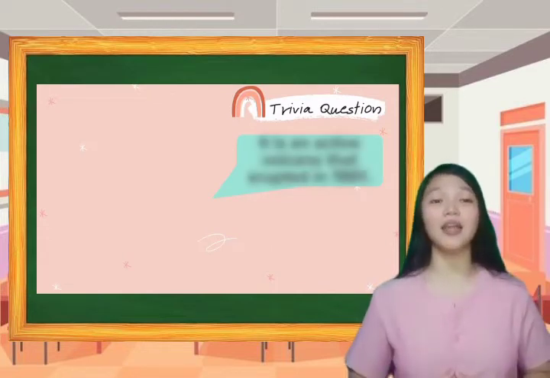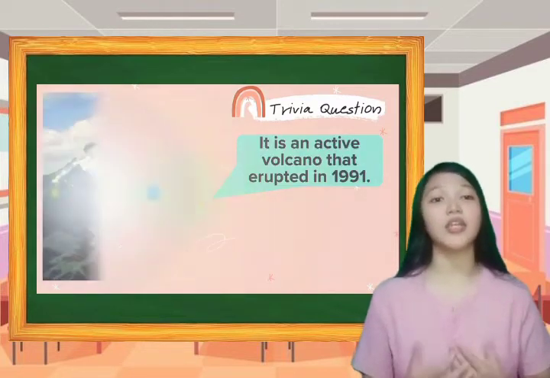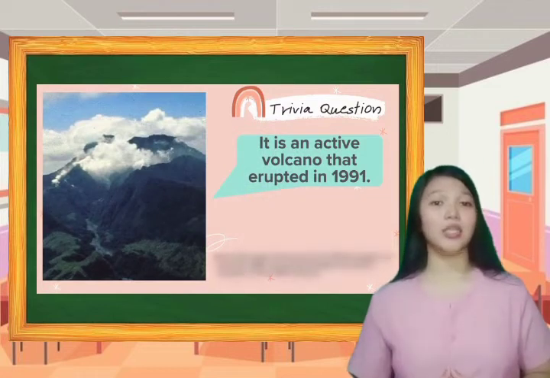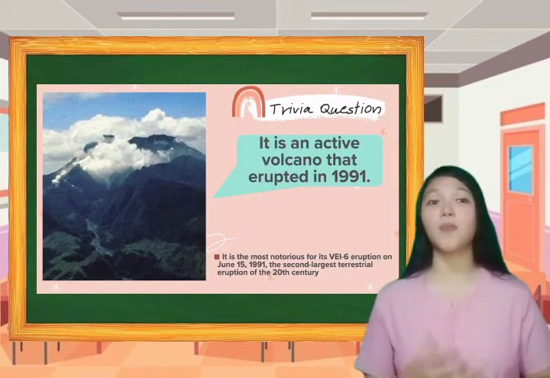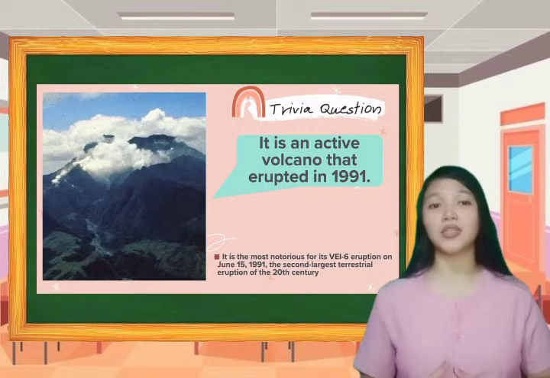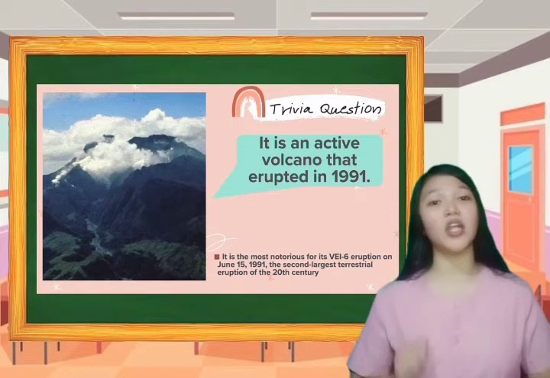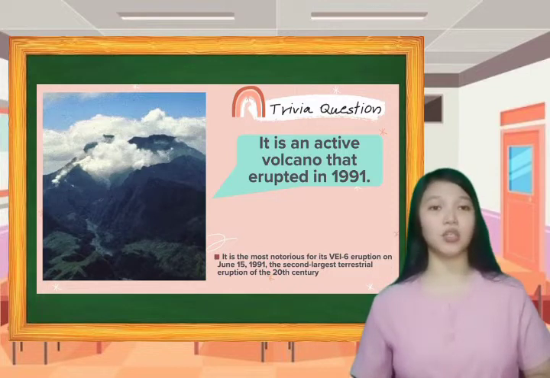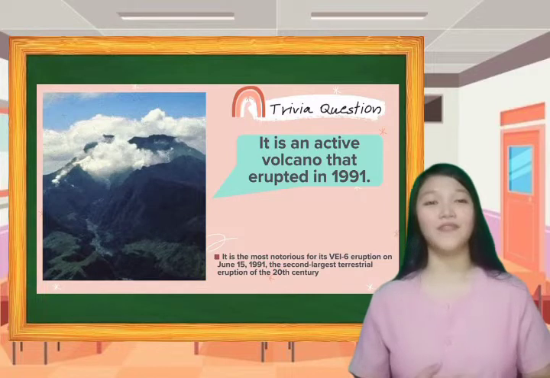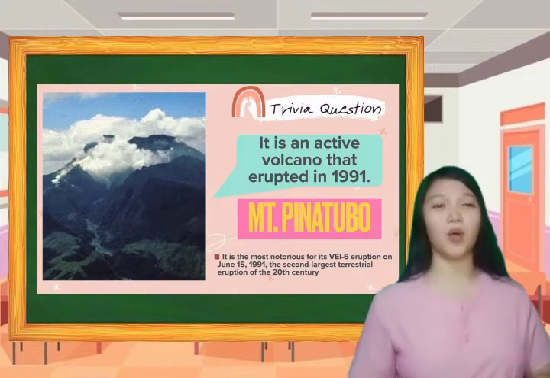It is an active volcano that erupted in 1991. It is the most notorious for its VEI-6 eruption on June 15, 1991, the second largest terrestrial eruption of the 20th century. Very good, Mount Pinatubo.